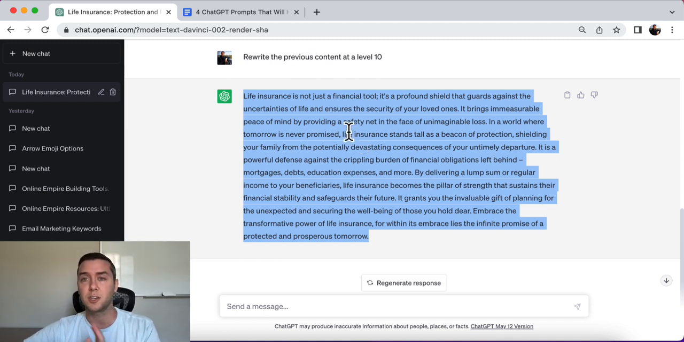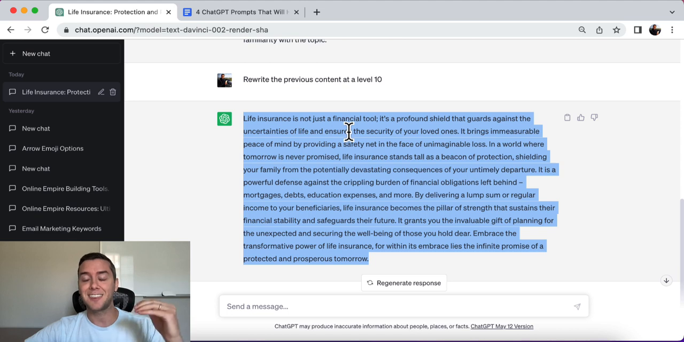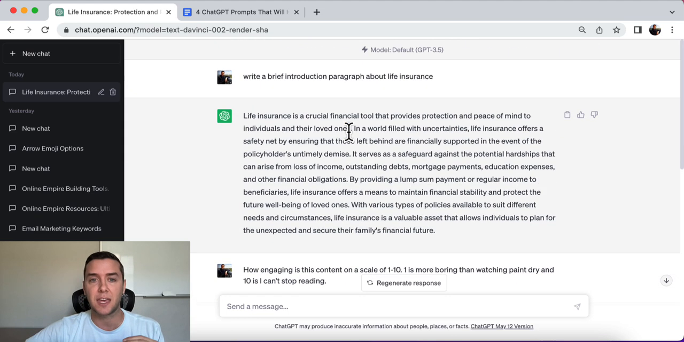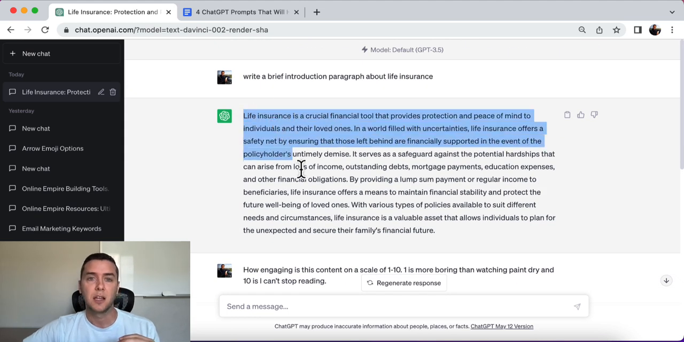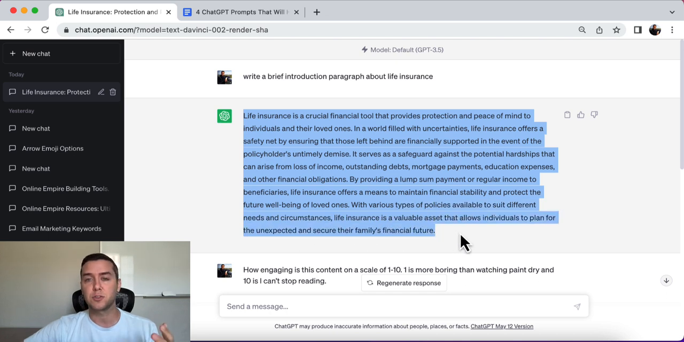Okay, I'm not going to continue reading it, but that is significantly more engaging than, let's see where it says, life insurance is a crucial financial tool that provides protection and peace of mind to individuals and their loved ones. In a world full of uncertainties, life insurance offers a safety net by ensuring that loved ones left behind are financially supported in the event of policyholders' untimely demise.